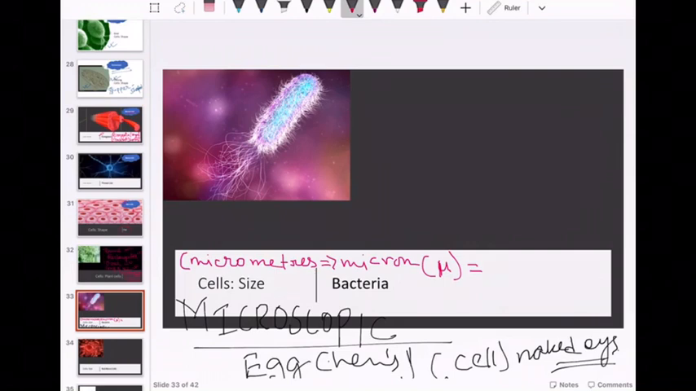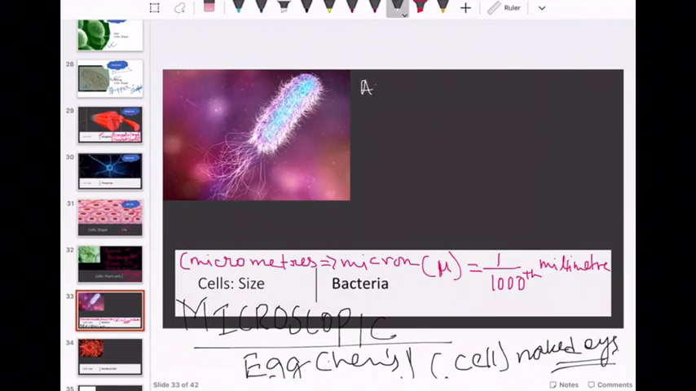And it is seen that 1 mu is equal to 1 by 1000th of a millimeter. So whatever a millimeter is, divided by 1000, that is how small a cell is. It is in micrometers, written as mu or micron.